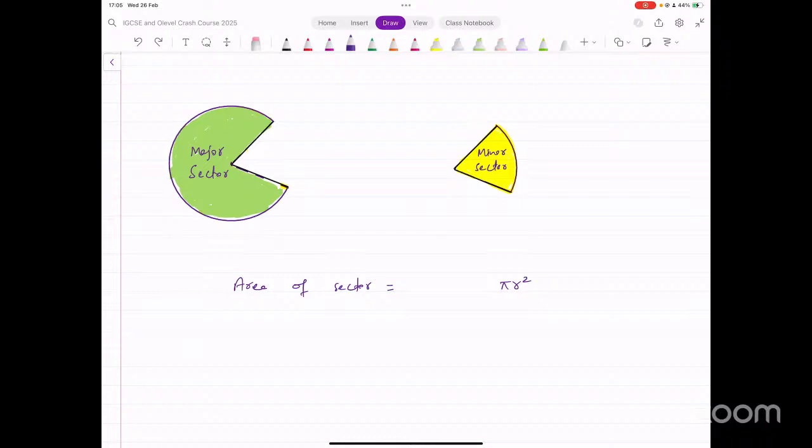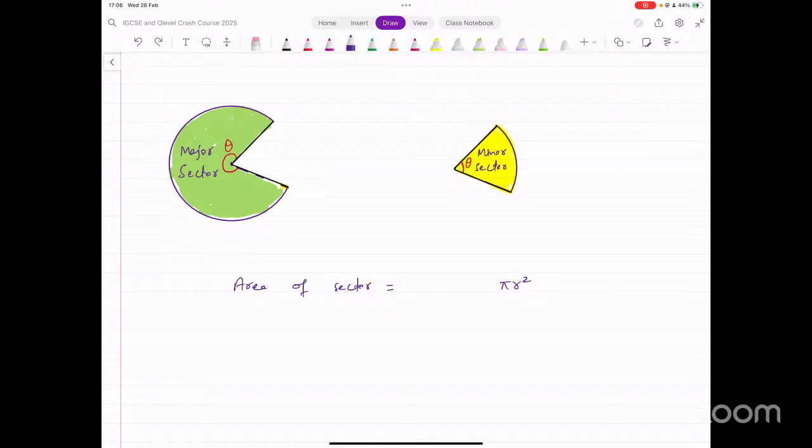For this green sector, what's the angle of this sector? At the center, you have this angle. We call this angle theta. And for that smaller sector, this is the angle at the center. We call this angle theta as well. Now, the total area of the circle is given by pi r squared. What's the total angle in a circle? It's 360 degrees. What proportion of that is in any of these two sectors?